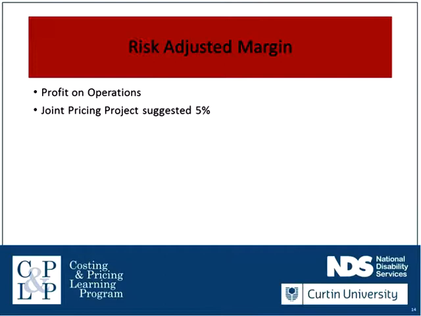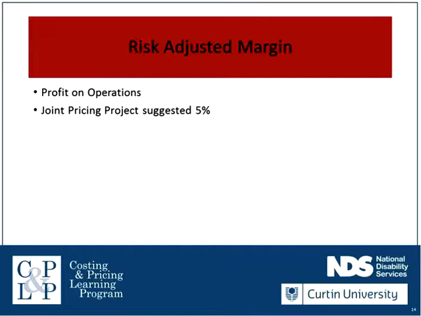But we need to make a profit in our operations for two reasons. One, to ensure short and medium-term sustainability from a solvency and a financial perspective, but in the long term we need to ensure that we make a profit in order to be able to replace assets and ensure the organisation has the capacity to continue to deliver services into the future. The joint pricing project suggested a 5% risk-adjusted margin was appropriate.